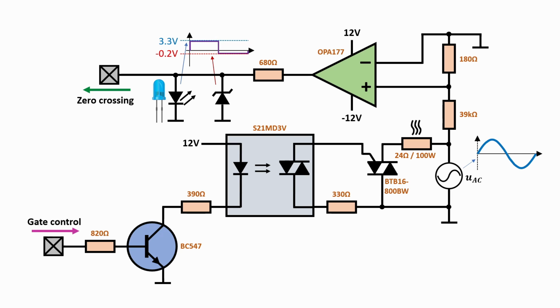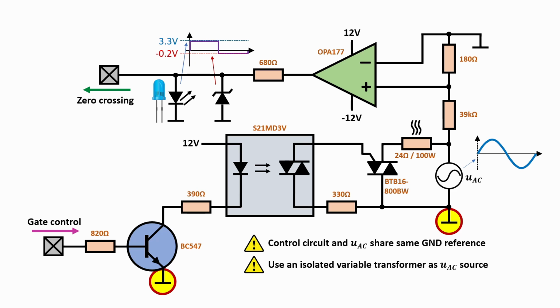Please keep in mind that this is only a lab bench test setup. The control circuit and the power stage share the same ground reference. I strongly recommend using an isolated variable transformer as voltage source. It's also very helpful to use isolated differential probes whenever working with such circuits.